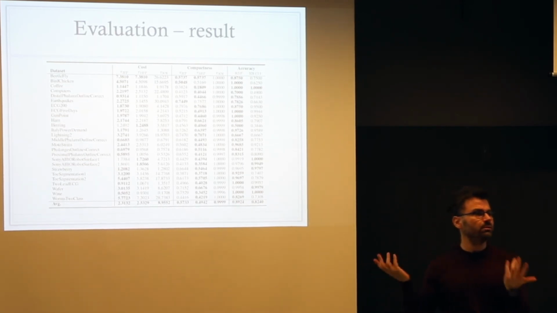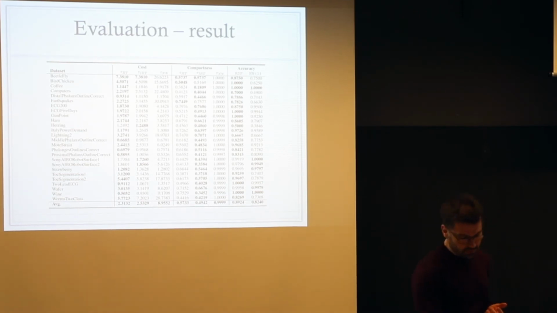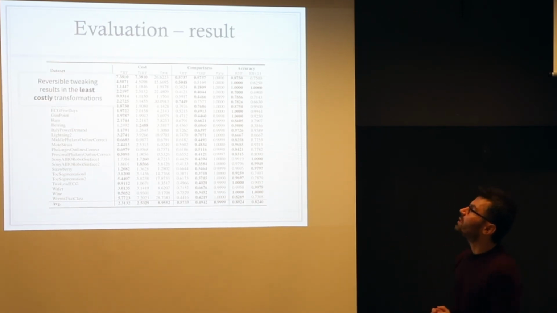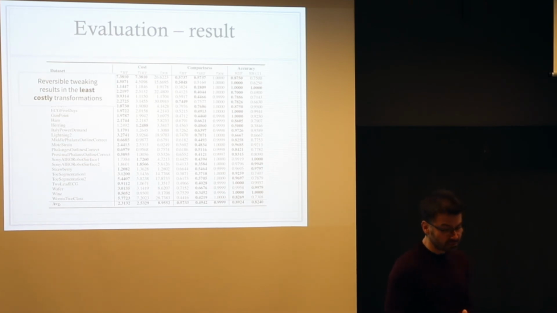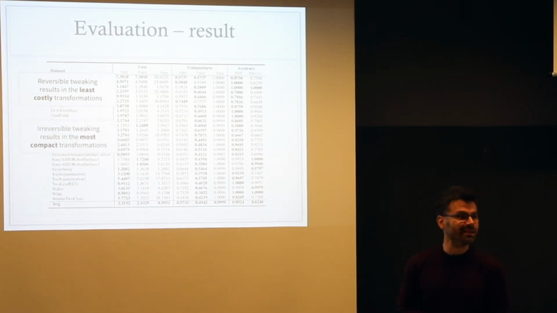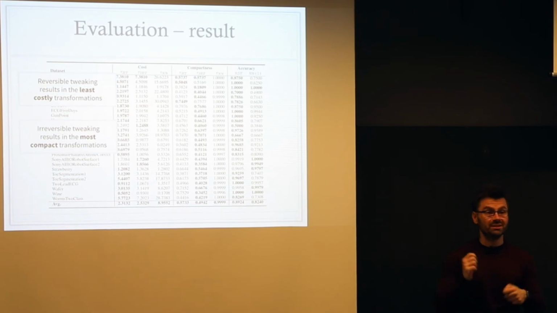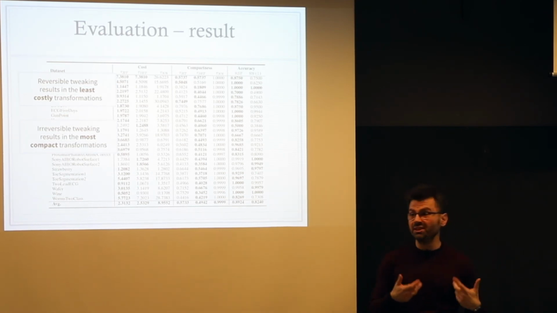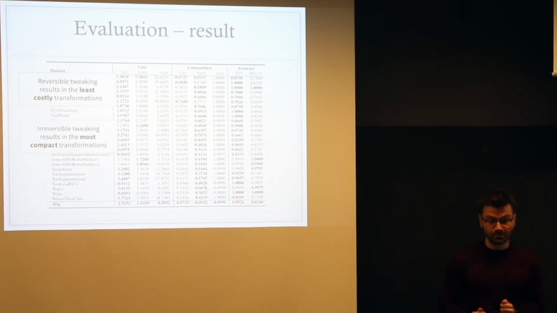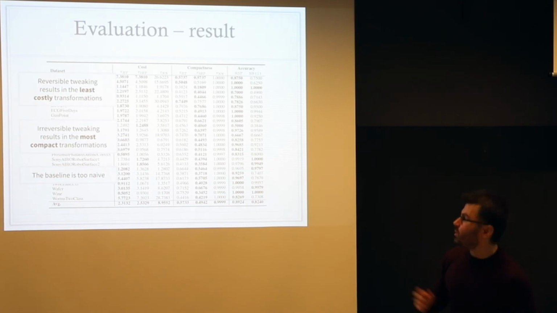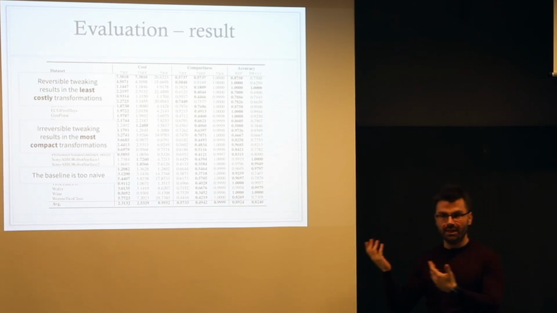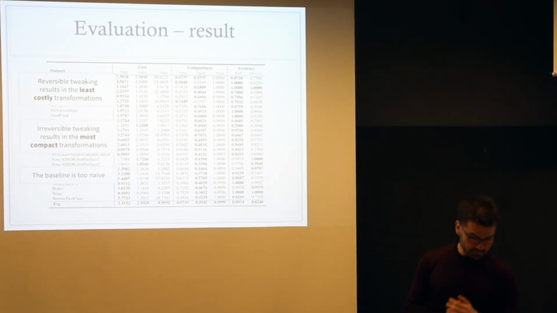The results are not super surprising. They were pretty much as expected. Reversible tweaking results in the least costly transformations, because that's how it's designed. Irreversible tweaking results in the most compact transformations, compact meaning it doesn't change much of the time series, which is of course by design because it does this locking. The baseline, the 1NN, is way too naive. That's why we extended it to kNN to make it a bit more attractive.